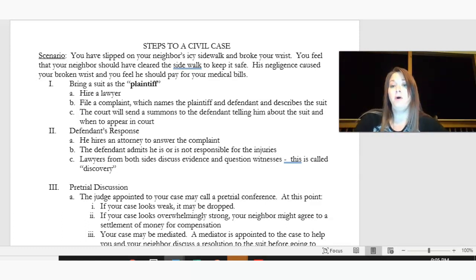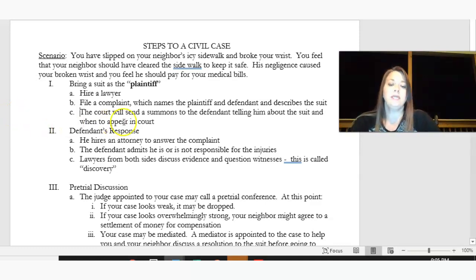You're going to hire a lawyer if you so choose. Remember, you're not guaranteed a lawyer in a civil case like you are in a criminal case, because again, I'm going to keep repeating this, you're not going to have your inalienable rights or natural rights taken away from you in a civil case. So then you file a complaint with the court, and the complaint in a civil case names the plaintiff and the defendant. So remember, in a criminal case, you have the prosecutor and the defendant. In a civil case, you have the plaintiff and the defendant.